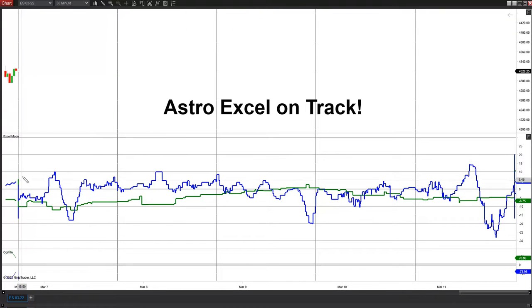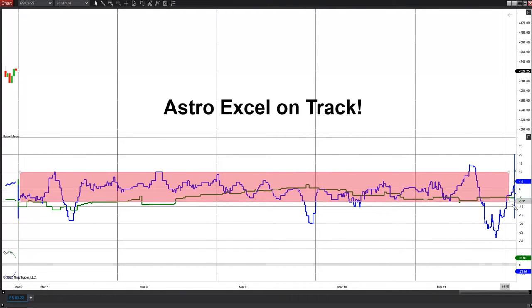That doesn't mean we won't get a lot of volatility. It just means we're not getting a whole lot of significant astro pressure. I just put this rectangle in on the area between the plus 10 and the minus 10 line, so you can see that we're pretty much inside that box for the whole period of time.